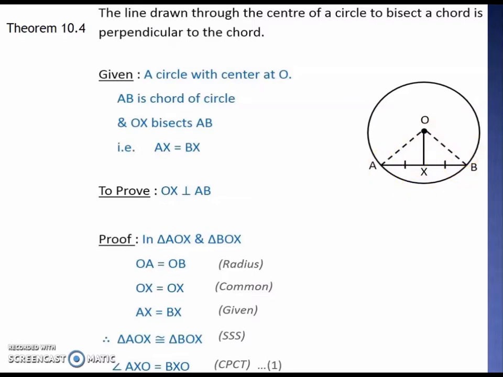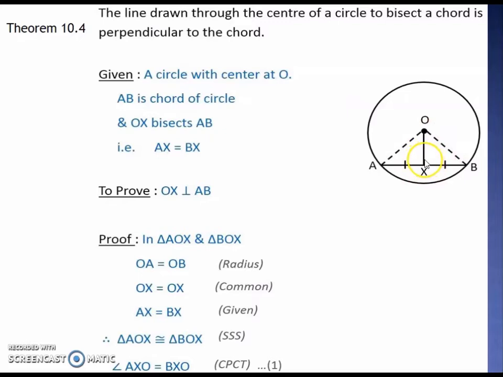So again, you will consider the same two triangles, OAX and OBX, and you will prove them to be congruent. But this time, you can use the SSS criteria because all three sides are equal. OA and OB are the radii, OX is the common side, and AX and XB are equal. That is already given. So by SSS, you can prove that the triangles are congruent. Therefore, by CPCT, angles OXA and OXB must be equal to each other.